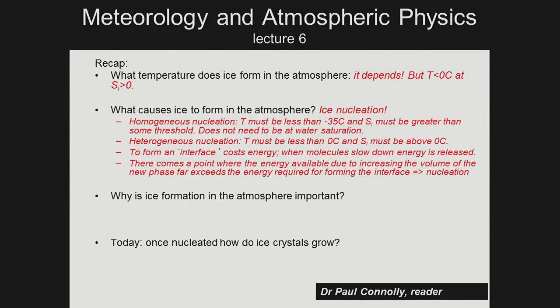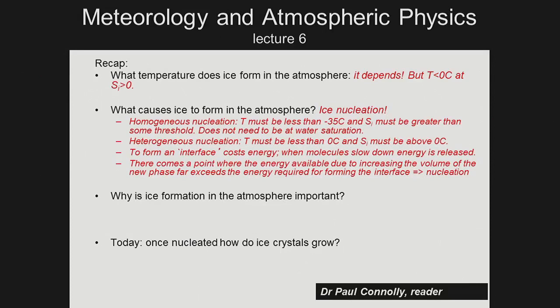Okay, let's get started. So, last lecture, what did we talk about? We talked about ice nucleation, and so I asked you what temperature ice crystals form. It depends. It has to be less than 0 degrees Celsius, that's one thing. One thing I didn't mention is the supersaturation, remember we talked about supersaturation? The supersaturation over an ice surface has to be greater than zero, otherwise ice does not form.